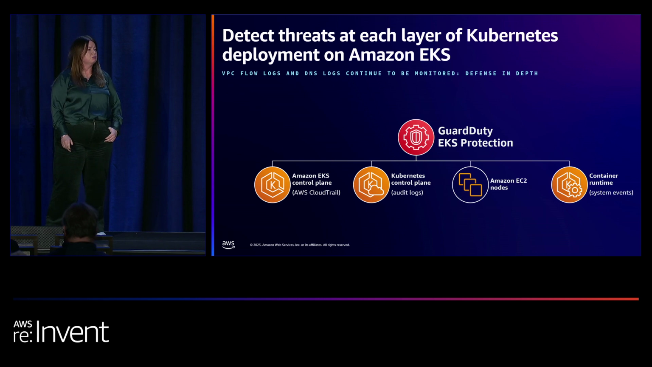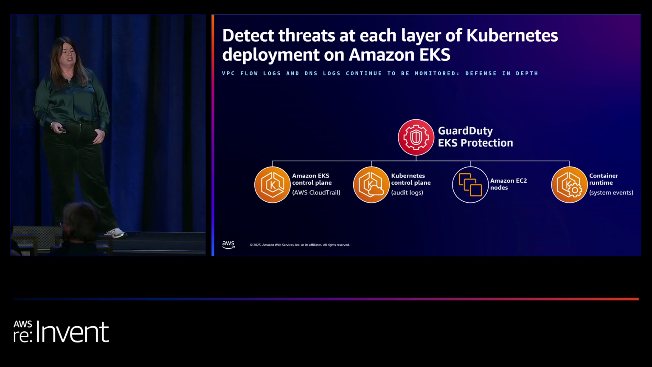You've been able to monitor the EKS API actions using AWS CloudTrail and have access to the Kubernetes audit logs for a long time now. Now you can continuously monitor all your Amazon EKS clusters across your organization with just a few steps in the GuardDuty console. And you can protect your EKS workloads with a new GuardDuty security agent that adds visibility into individual container runtime activities.